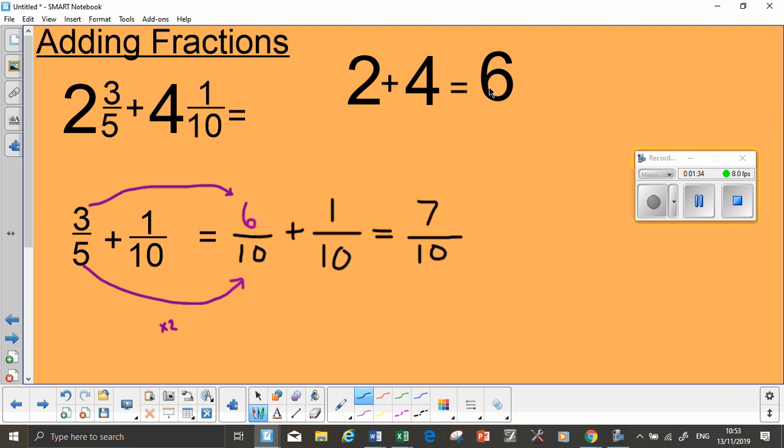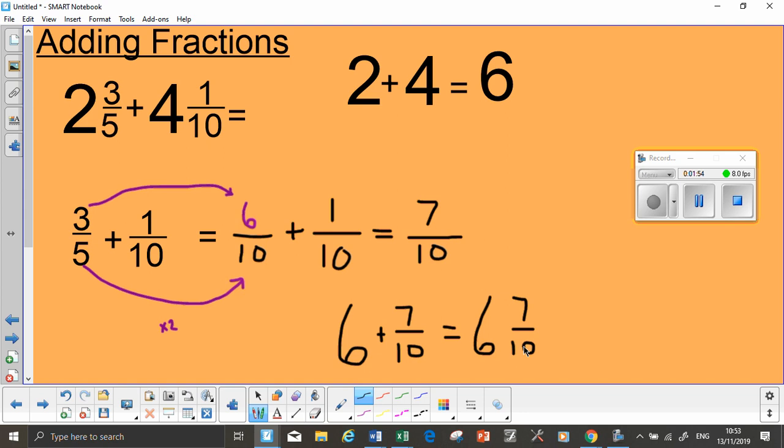Now you haven't finished because you can't forget about your wholes that you had before. So you have to have 6 wholes, add 7 over 10, 7/10, which equals 6 wholes and 7/10.